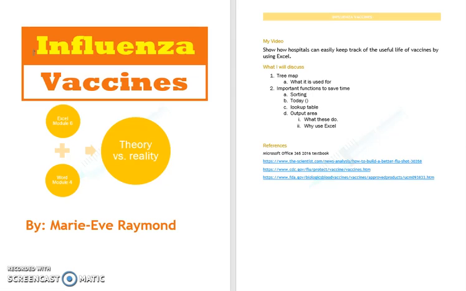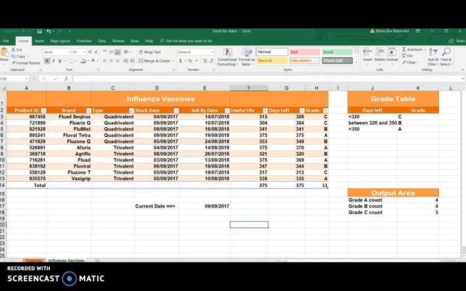The purpose of my video is to show how hospitals can easily keep track of the useful life of vaccines by using Excel. I will be discussing tree maps and what they are used for, and other important functions such as the sorting function today, lookup table, area table, what these do, and why you should use Excel. You have my references also right at the bottom of the screen. So let's get into it.